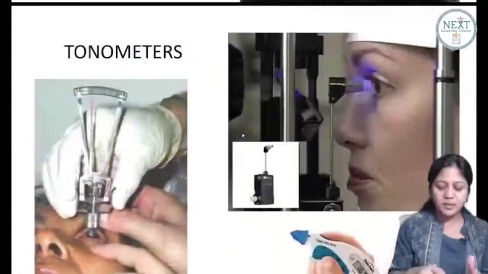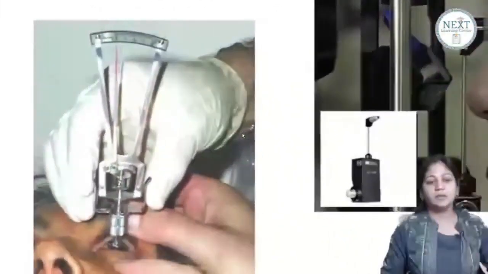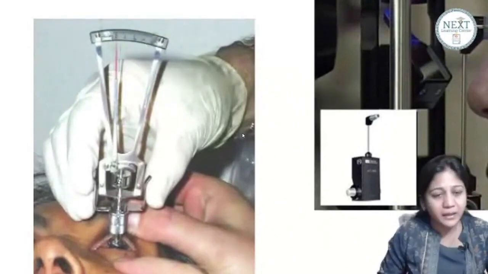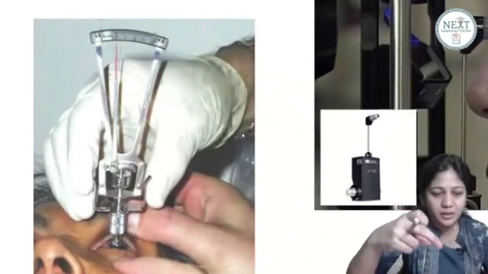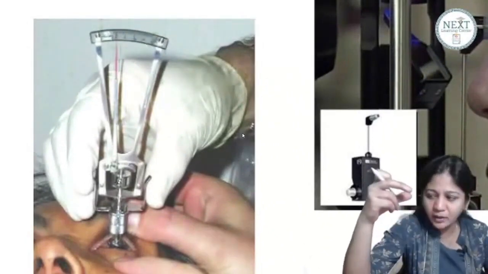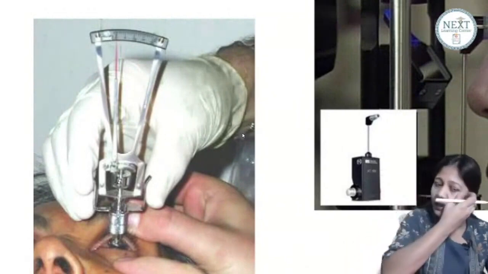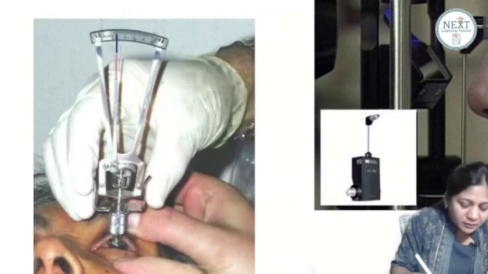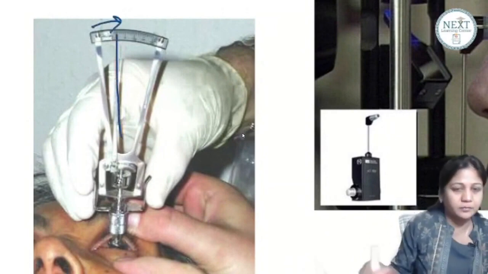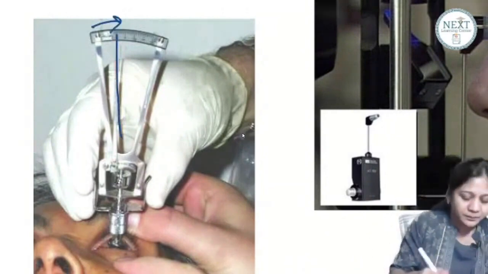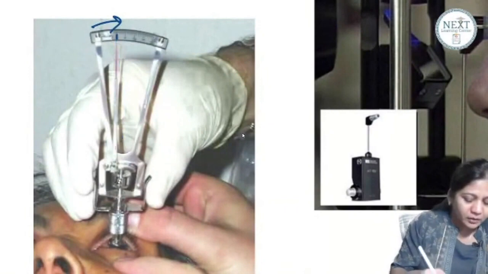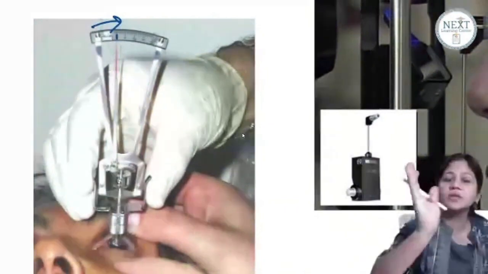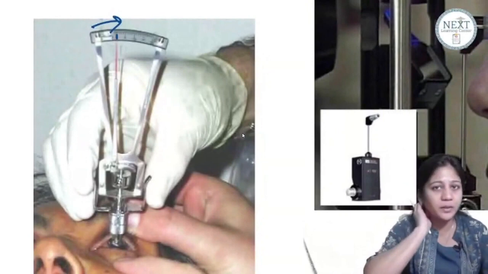Let's look at this, children. So this is the first picture here. What do you see? The patient is lying down and the doctor is pushing something on the cornea, and depending upon the IOP in the patient's eye, there will be a deflection of the needle here like that. Can you see what is happening? So this is the needle which moves depending upon the level of IOP in the patient's eye.